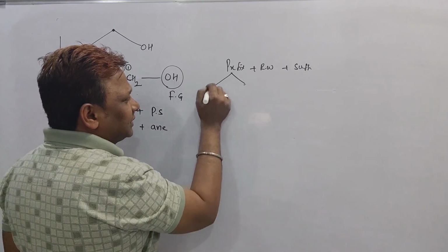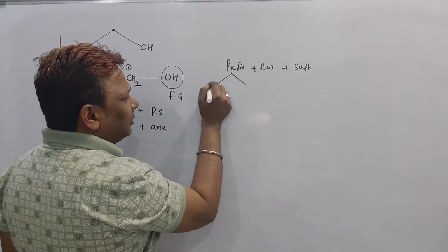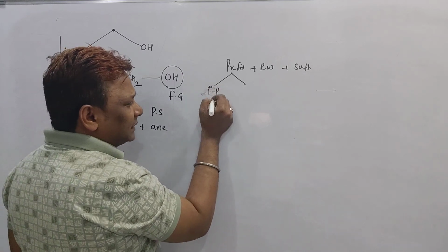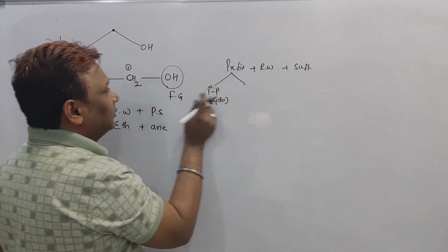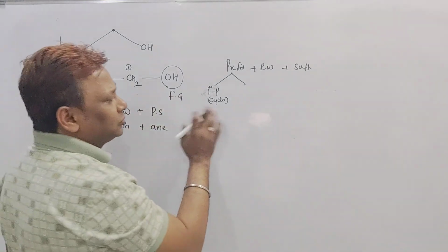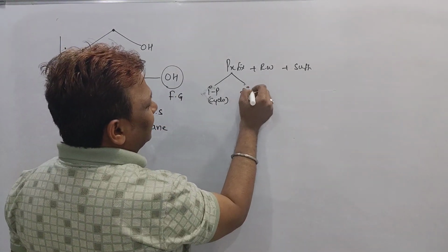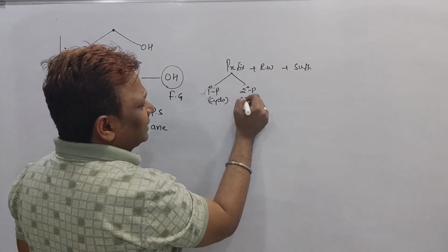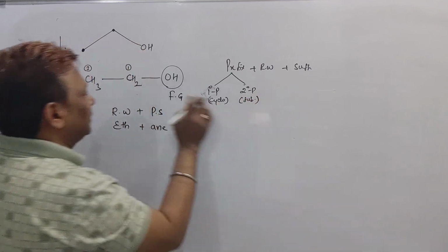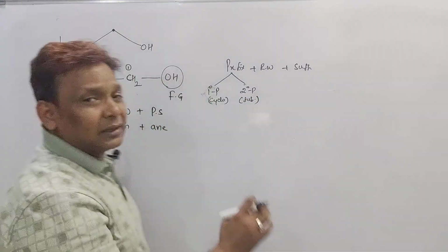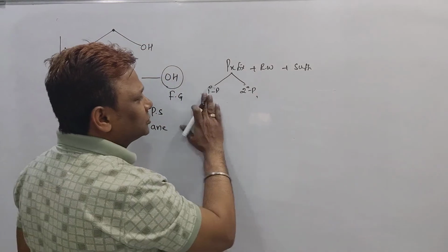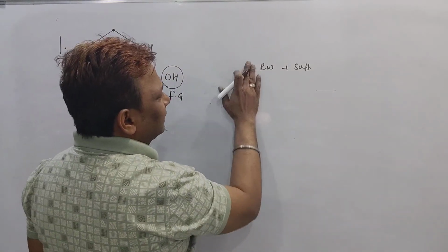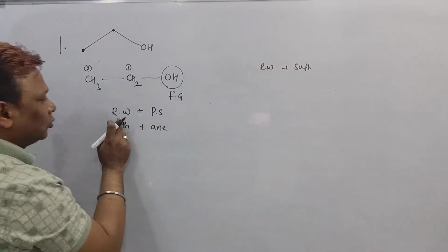Primary prefix means, if it is a cyclic compound, we should use cyclo. So this is not a cyclic compound, so no need to use it. Then the secondary prefix. Secondary prefix can be used for substituents. We don't have any substituent like a methyl or ethyl group, so leave these two. This is over. Now what is left with you? Root word.